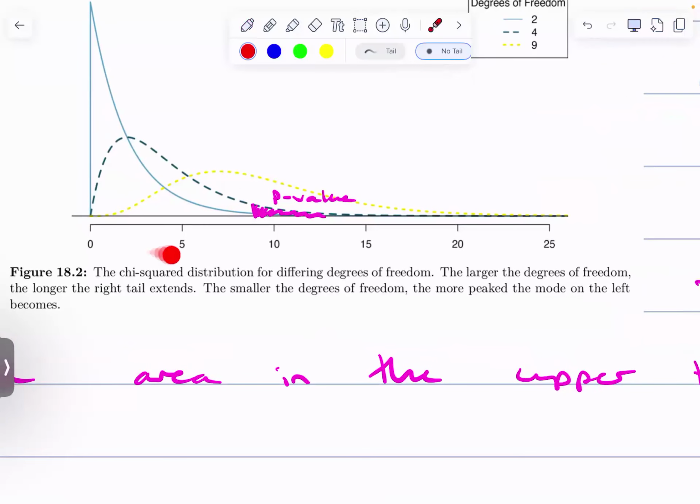Notice that the scale of chi-squared is different than what we're used to seeing, right? A z of 10 would be considered very, very large. And here, depending on your degrees of freedom, a chi-squared of 10 at 2 degrees of freedom would be very rare. At 4 degrees of freedom it would be relatively rare, but at 9 degrees of freedom, not very rare at all. And so our chi-squareds depend on the degrees of freedom.